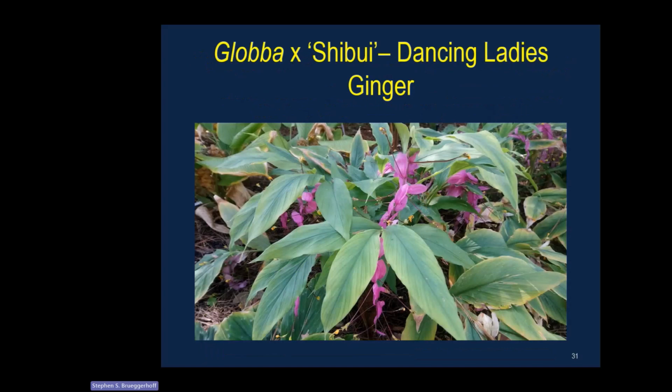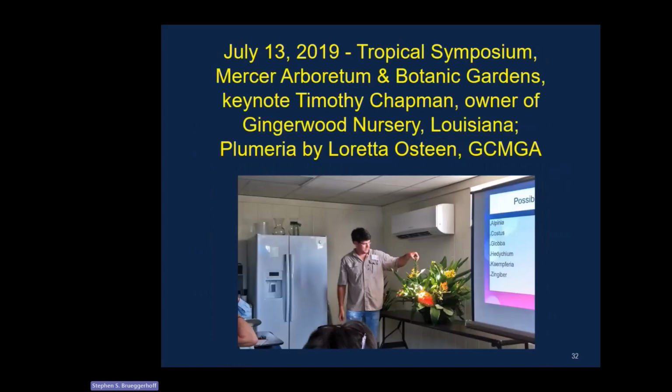Here's a hybrid that I saw at Mercer Botanic Garden. This is a hybrid called Shibui, Dancing Ladies Ginger. Anyway, I just love the way those bracts stack up, and then those tiny little dancing figures at the end of those bracts. So this was the inspiration for it all.